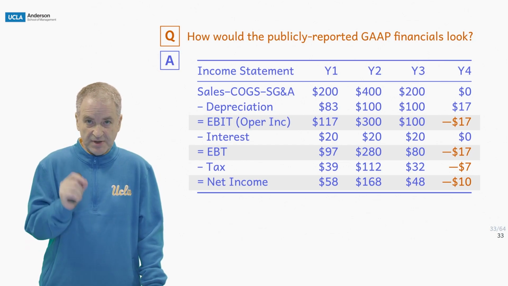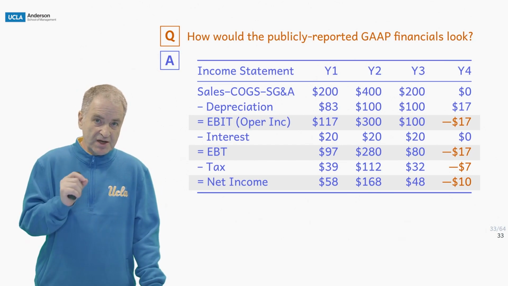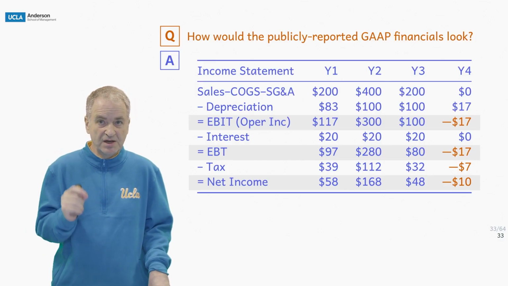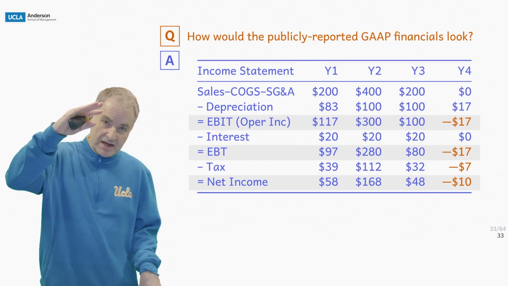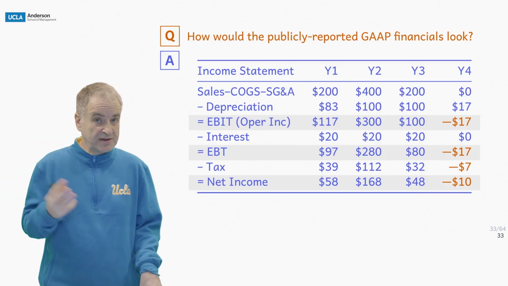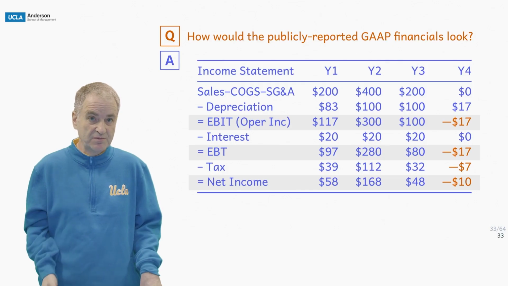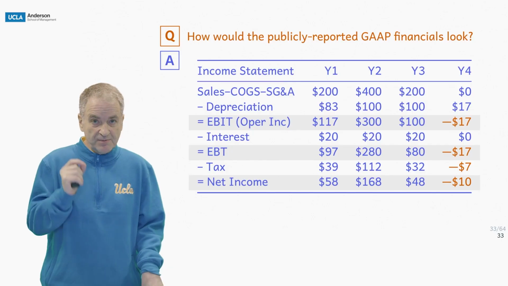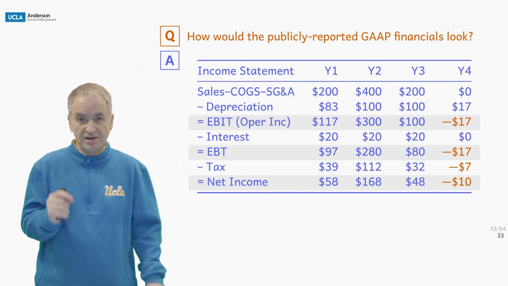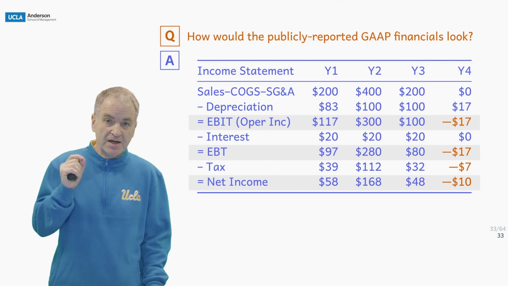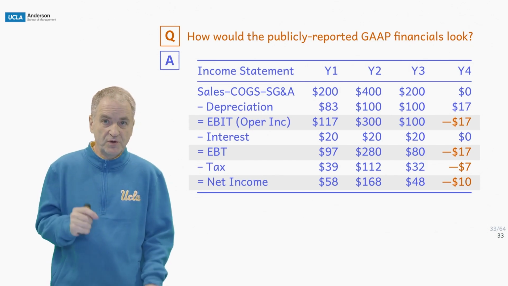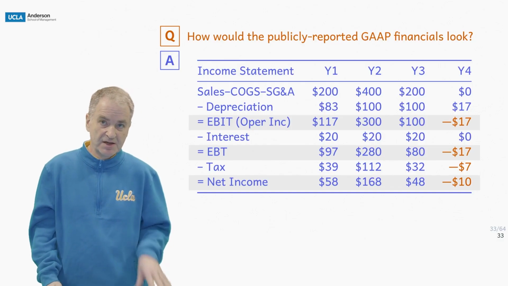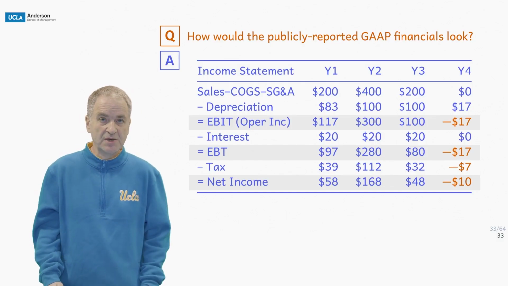Okay, here's how the public financials would look like. We would have to use the depreciation that GAAP allows, which would be 83, 100, 117. Going down all the statements, we calculate the tax at the normal 40% as we had before. Now our net income looks different. The net income on the public financials, not on the IRS financials, is $58 in year 1, $168 in year 2, $48 in year 3, and then in year 4, I actually have a loss of $10. So I now need 4 years rather than 3 years on my income statement.